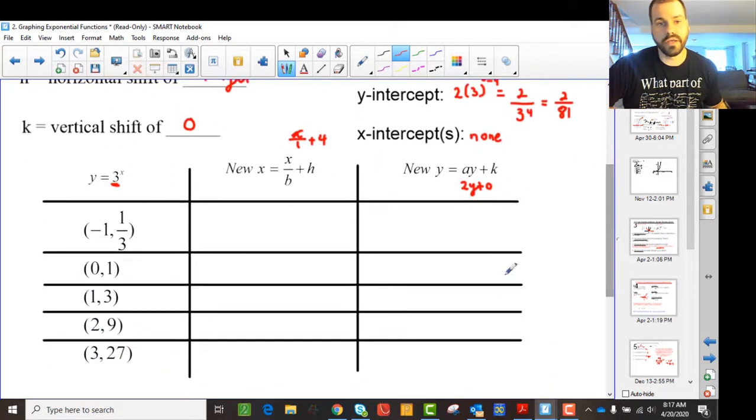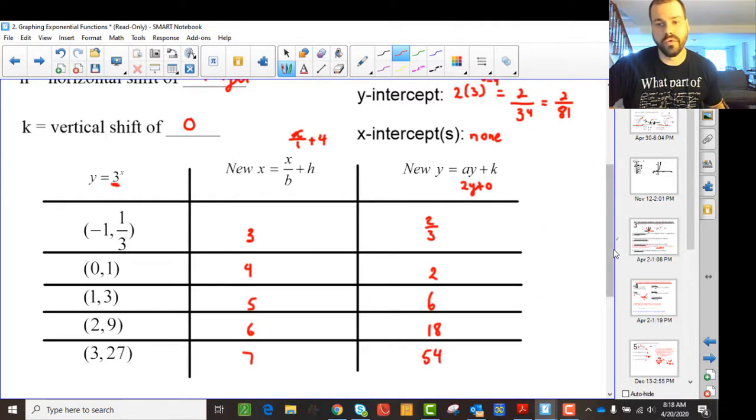So all we're going to do is take each of these x values, and essentially all we're doing is adding 4. So minus 1 plus 4 is 3. 0 plus 4 is 4. And then 5, 6, and 7. So those are my x values. My y values, I'm just doubling them. So I'm going to get 2/3, okay, 2, 6, 18, and then 54.